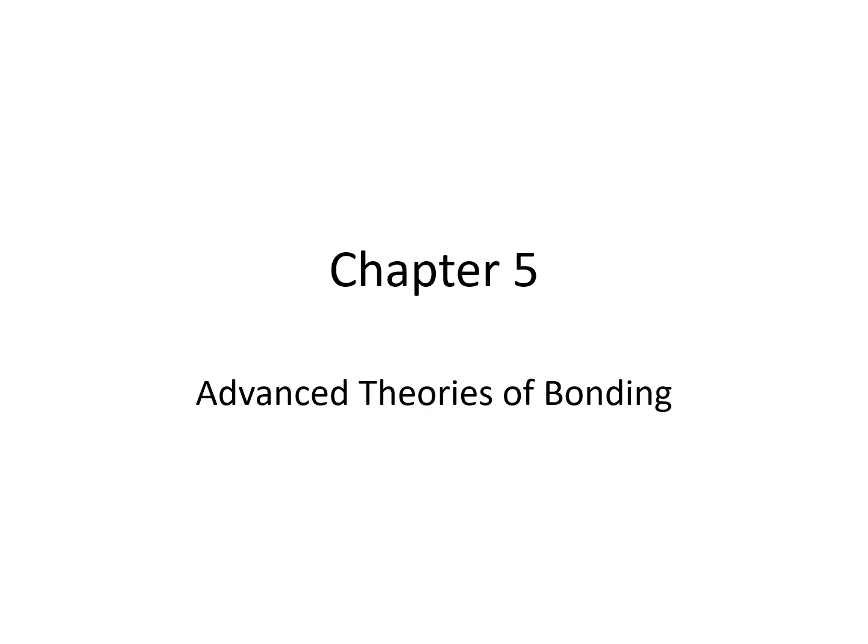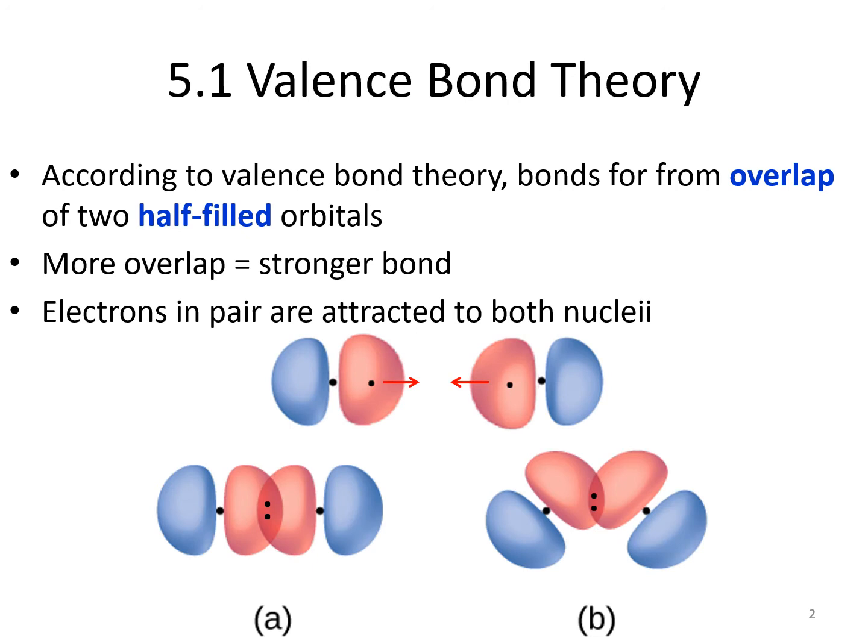In this chapter, we will talk about three different bonding theories: valence bond theory, hybridization, and molecular orbital theory. VSEPR theory gives us a great way to predict the shapes of molecules, which can be verified by experimentation. It does not, however, tell us why bonds form. The basic theory about why bonds form is called valence bond theory.